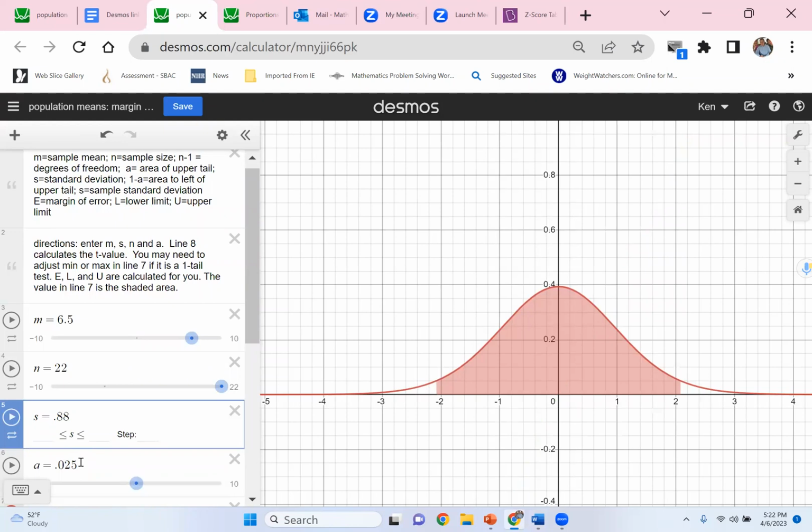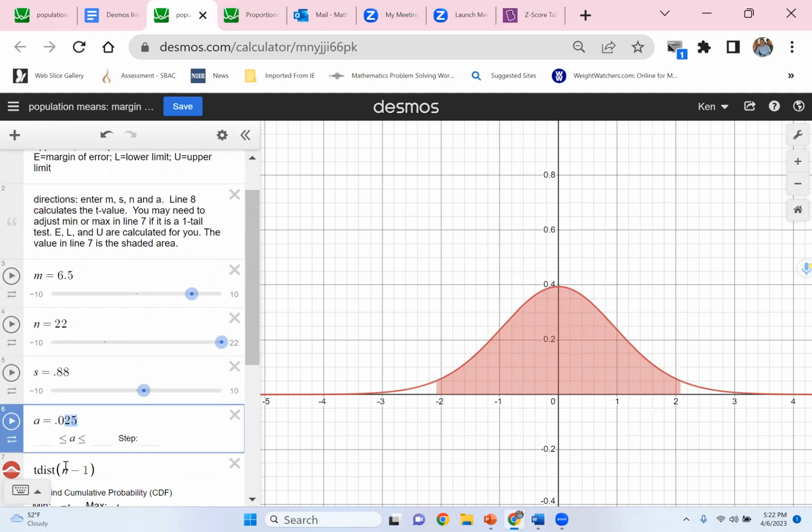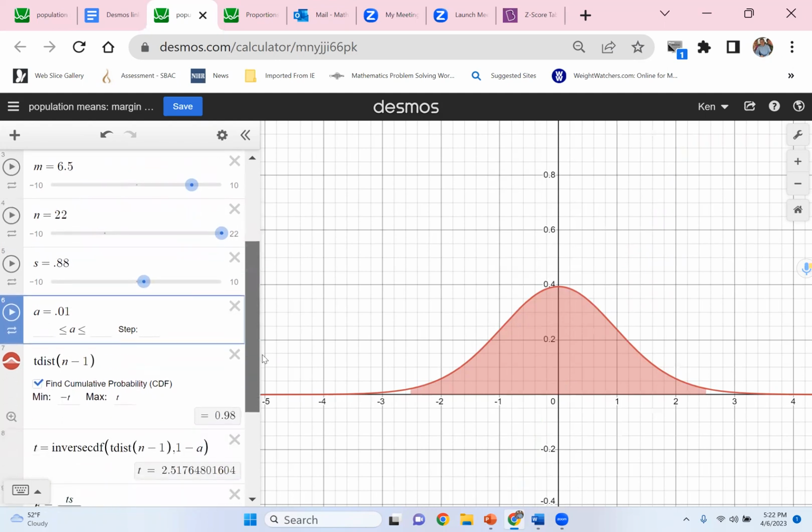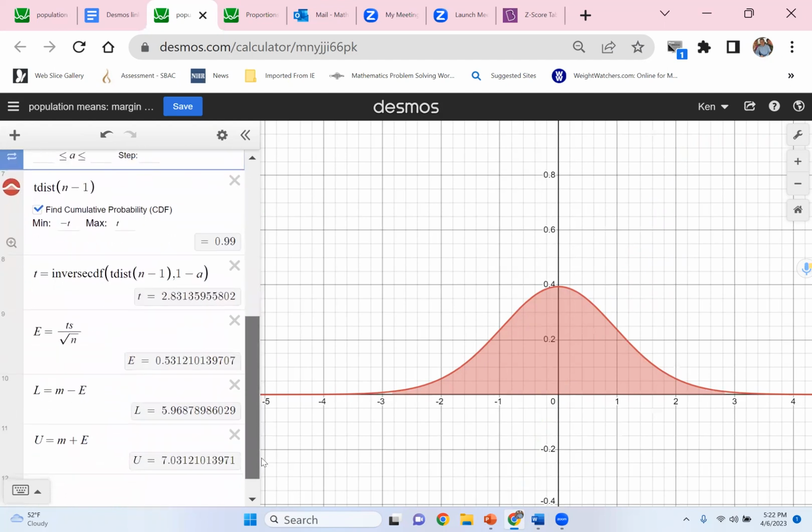And our alpha was 0.01. Let's see if it did it correctly. Nope, because it's only 98%. We want 99%. So alpha is the area of the tail, 0.005. There, that's better. All right, so our critical t-value, now we know it's 0.005 because we need that 0.99 there for 99% confidence. So our critical t-value is 2.83.